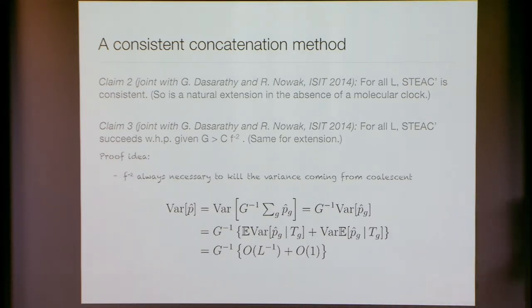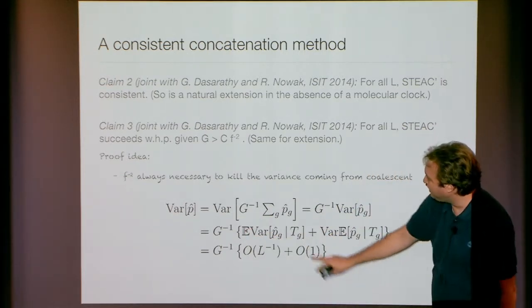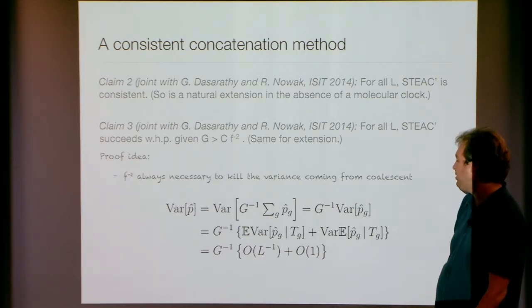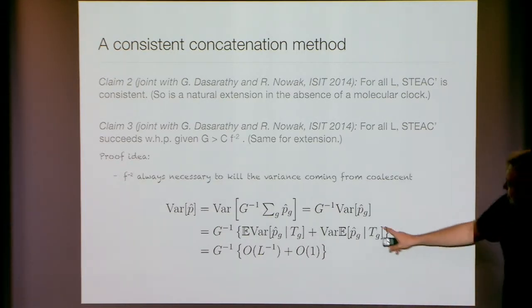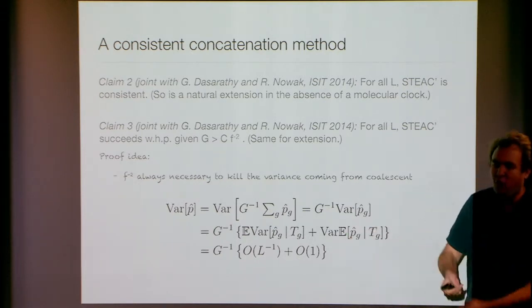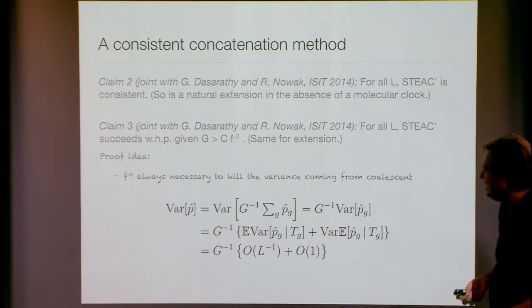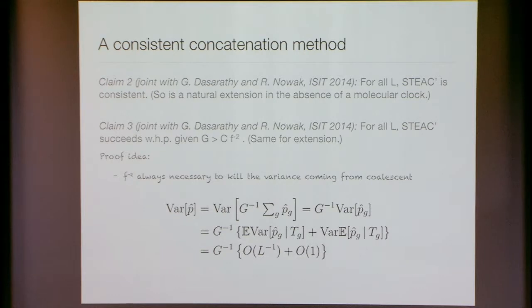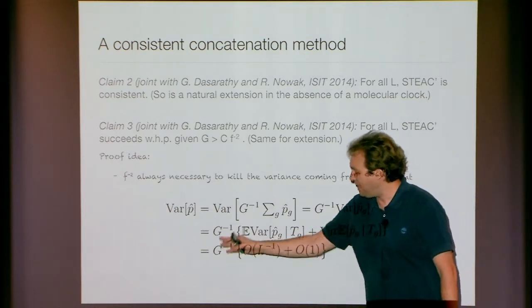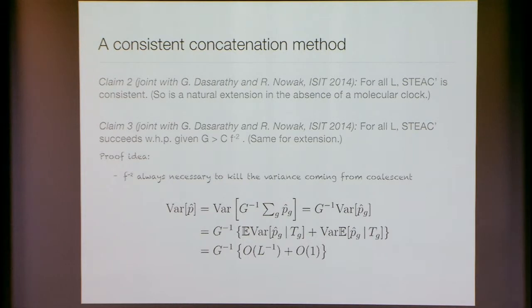And the reason this is the case is just because if I write the variance with a conditional variance formula where I condition on the actual true gene tree, there's a term coming from the variance of the coalescent itself. And that thing really doesn't care about how long your sequences are. And in the end, no matter what your sequence length is, you're always going to get the same answer, which basically depends on how many genes you have. Okay, so this is what you get for stake prime. And probably you get the same thing for stake. I just didn't prove this rigorously. So this is joint work with Gautam Dasarati and Rob Novak at the University of Wisconsin.